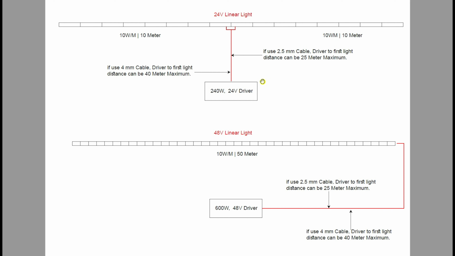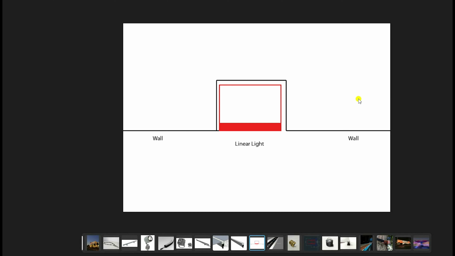And if you have any confusion, you can just mark it on their schematic and send back to the manufacturers, so they can change accordingly. Okay, so this is how the linear light mainly going to install. And as I mentioned, linear light can be installed in two ways. Let me show you.